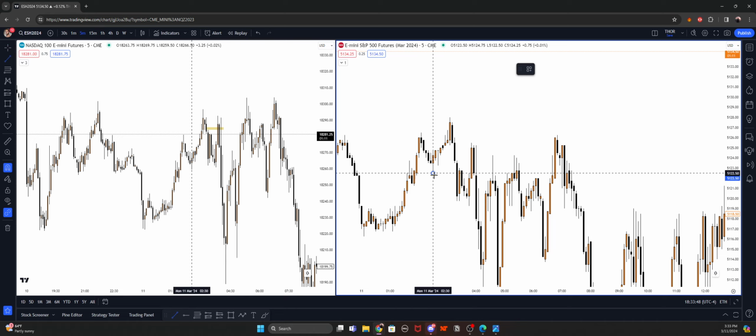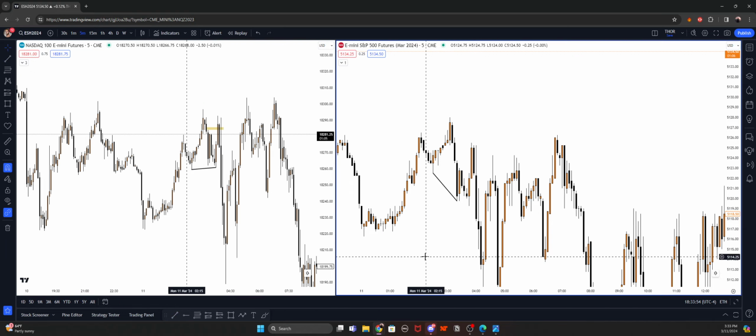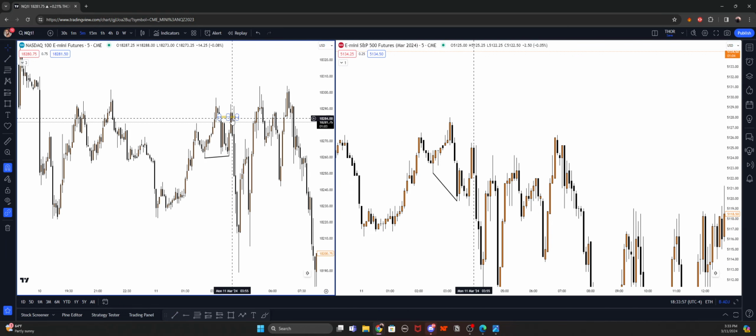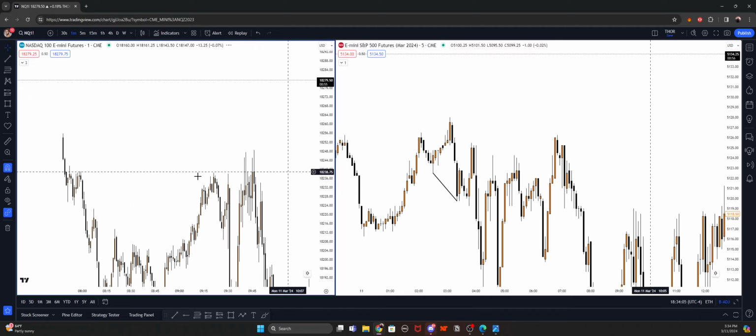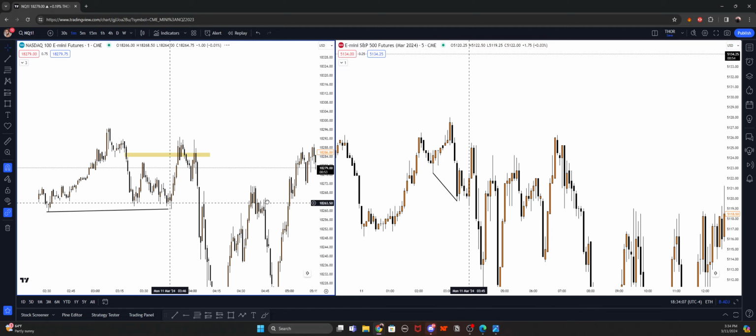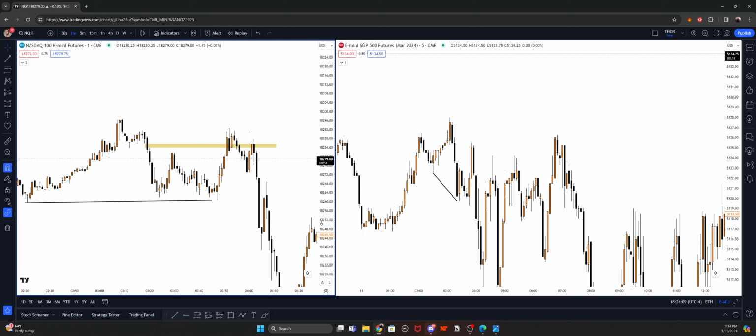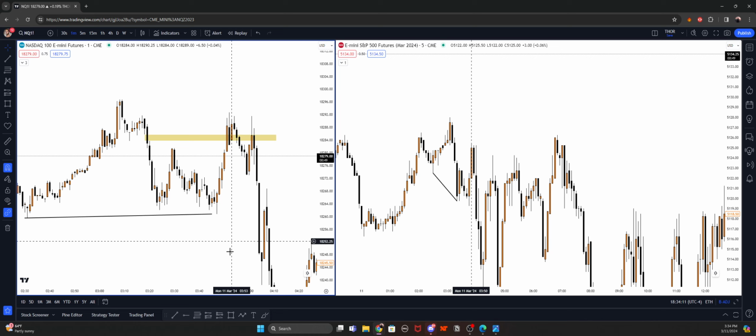So ES is making a lower low. Nasdaq is making a higher low. So that rally on this time frame is a deep retracement, but on 1 minute, I would say that's the time decay, meaning it's setting up for the new hourly open, this price action.